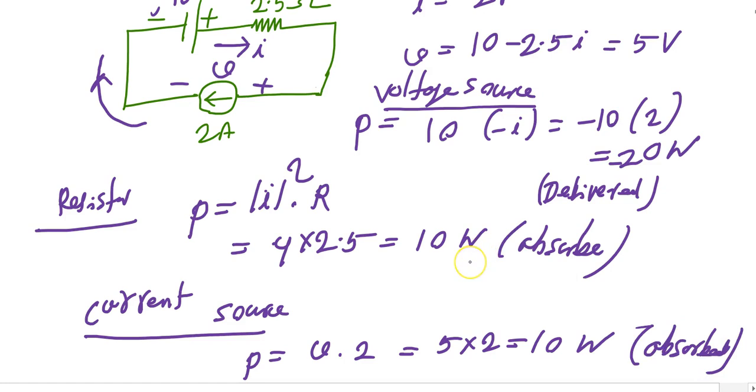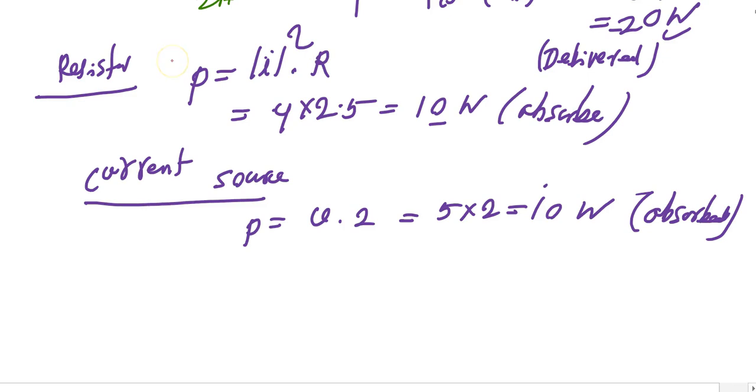You see that power delivered is equal to power absorbed. Power delivered is 20 watt and power absorbed is 10 plus 10, 20 watt. You will study later that there is a theorem called Tellegen's theorem, that the sum of total power is 0 in a circuit.